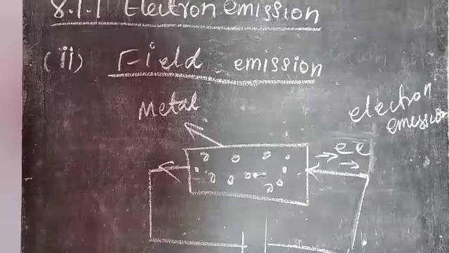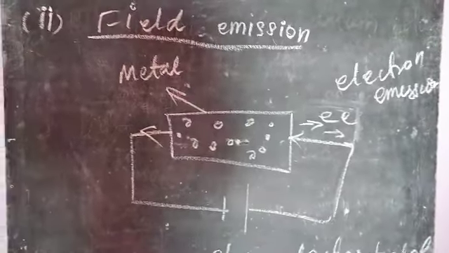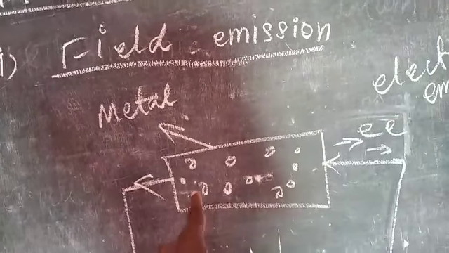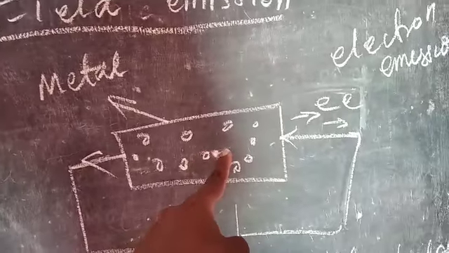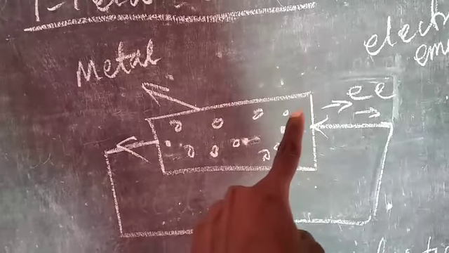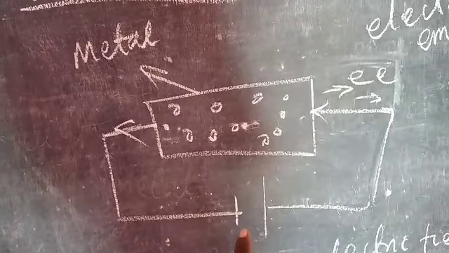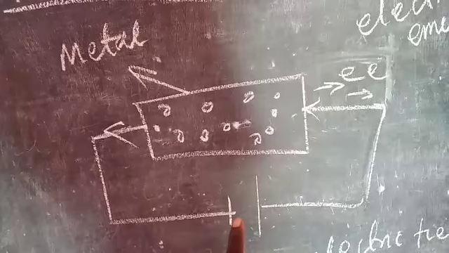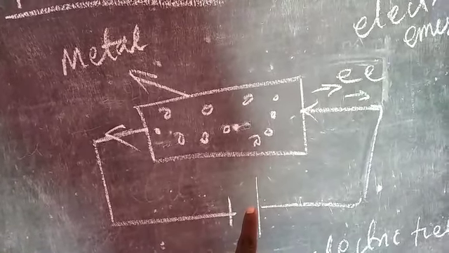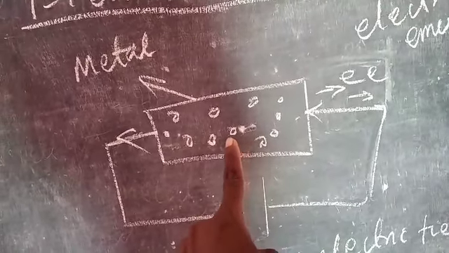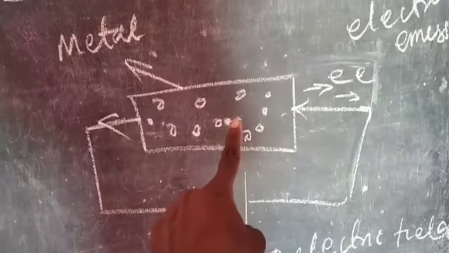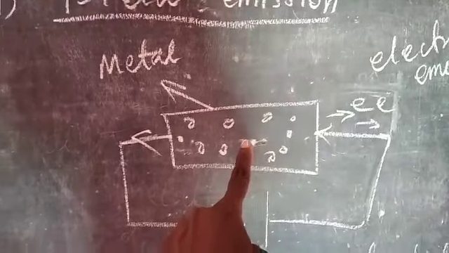Second type of emission: field emission. So this is metal. Inside the metal, electrons are moving in a random manner. They have some amount of kinetic energy. Across the metal, a strong electric field is applied with the help of a battery. Due to the strong electric field, the electrons are emitted from the metal. This is called field emission.